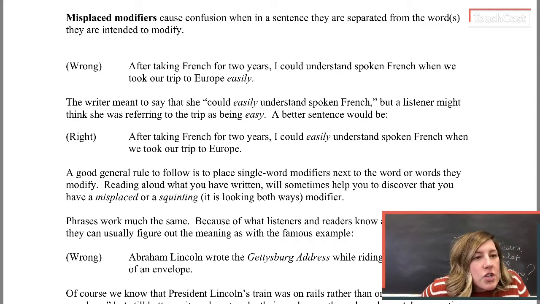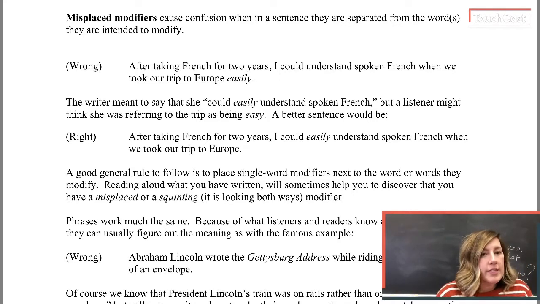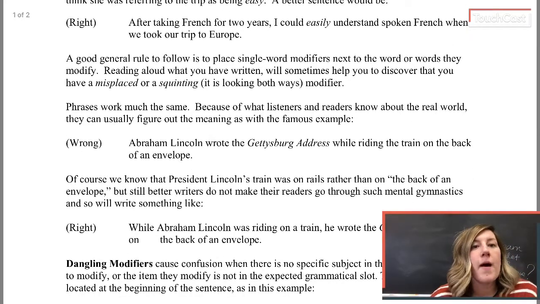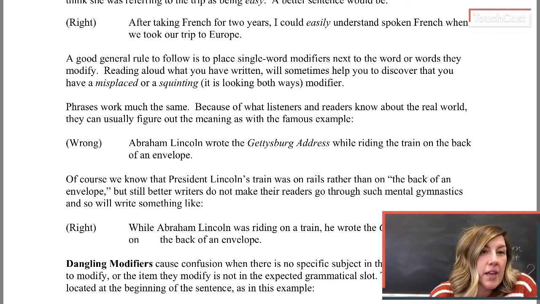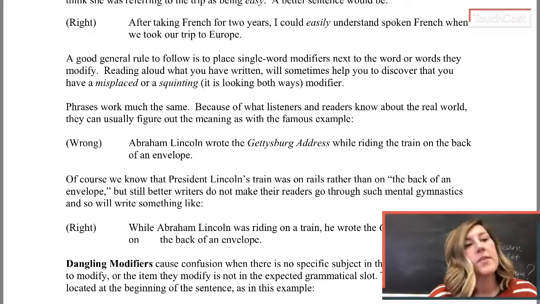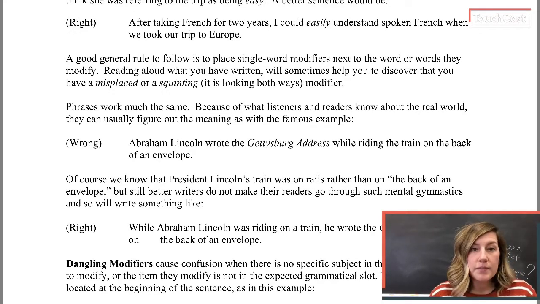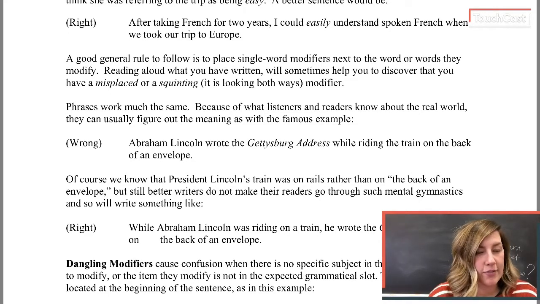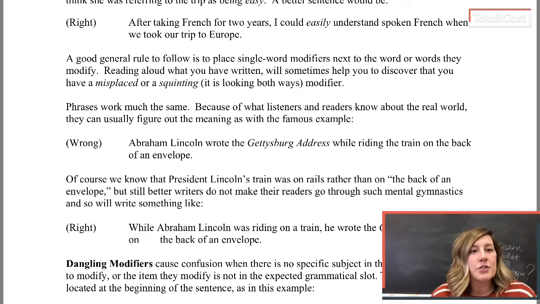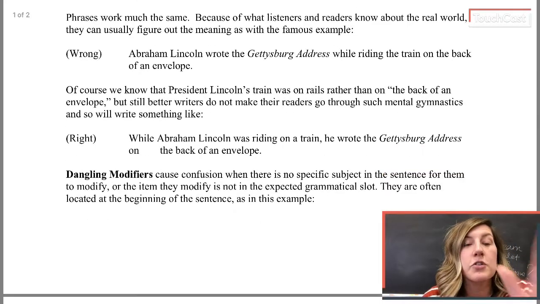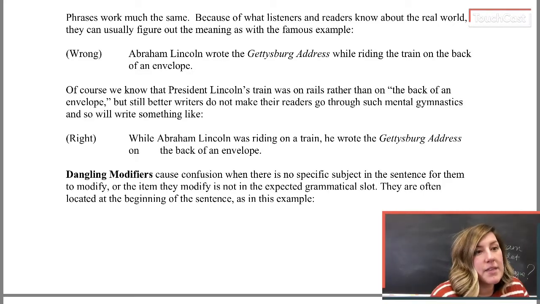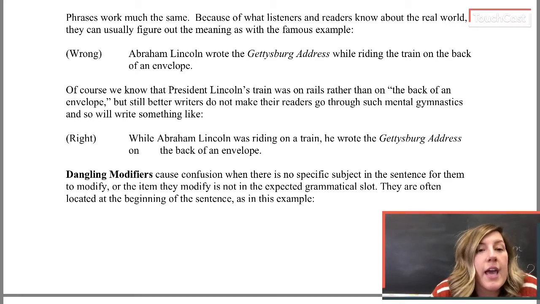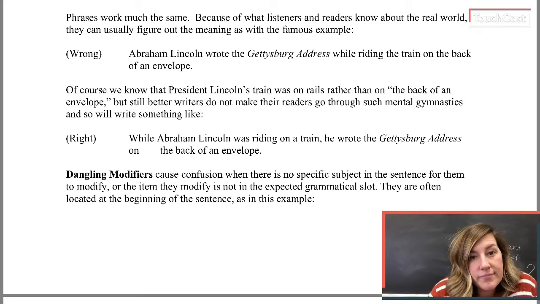Phrases work much the same because of what the listener and readers know about the real world. They can usually figure out the meaning, as with a famous example. This is the wrong way. Abraham Lincoln wrote the Gettysburg Address while riding the train on the back of an envelope. Of course, we know that President Lincoln's train was on the rails rather than the back of an envelope, but still, better writers do not make their readers go through such mental gymnastics, and so we'll write something like, while Abraham Lincoln was riding on a train, he wrote the Gettysburg Address on the back of an envelope.